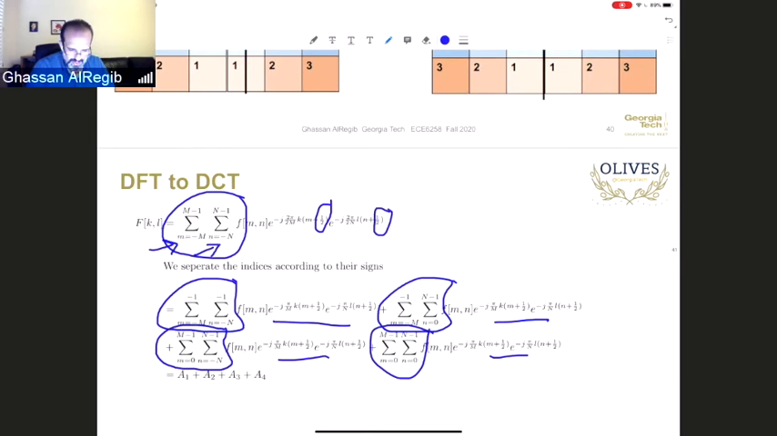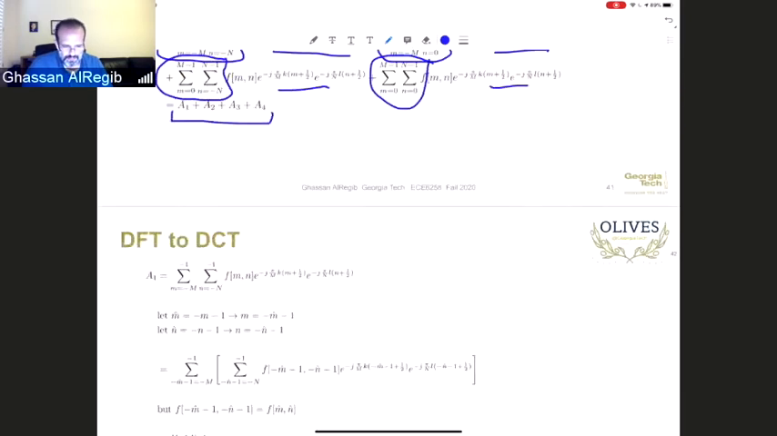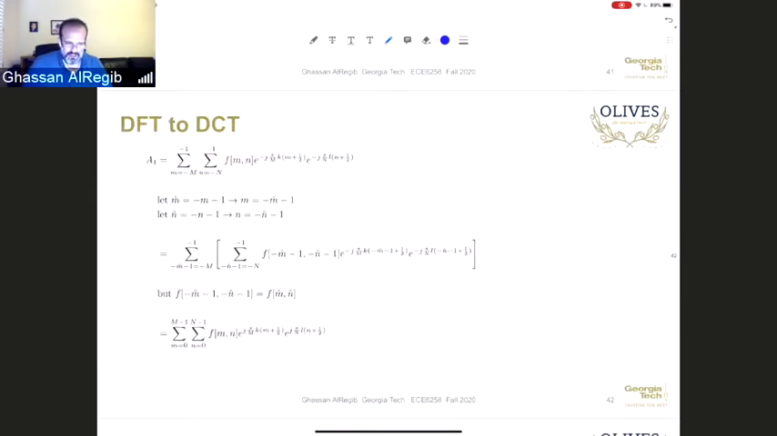So now I have 4 terms, A1, A2, A3, A4, corresponding to each one of these 4 different terms that define the DFT for this extended f. And then I just do the DFT. And you have in the notes here this step by step throughout the process. We'll not really go through that.